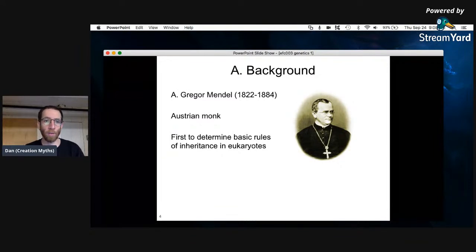He lived from 1822 to 1884, and he matters because he figured out the basic rules of inheritance for eukaryotes. And I want to be clear that we're talking about eukaryotes here. Bacterial genetics and prokaryotic genetics are different. We're not worrying about that here. We're just talking about eukaryotes.